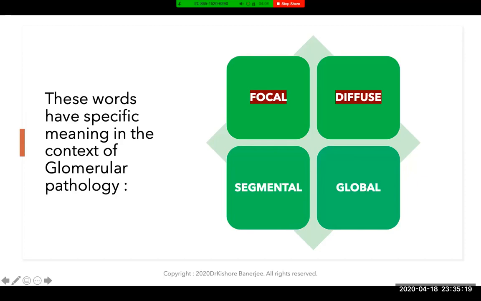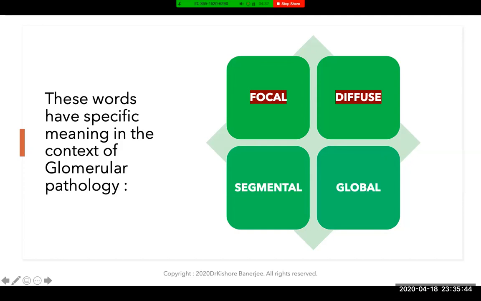So here the terms used are focal and segmental. Literally it means that less than 50% of the glomeruli in the kidney biopsy are showing that pathology, there is scar formation. And segmental means that out of those glomeruli which are showing that pathology, only a segment, less than 50% portion, is showing that pathology. This is the key meaning of the term focal segmental glomerulosclerosis.